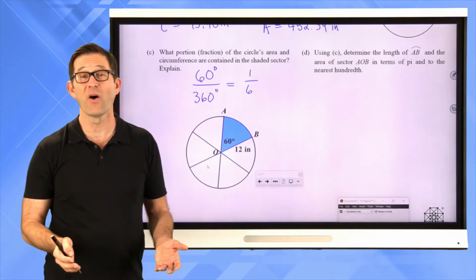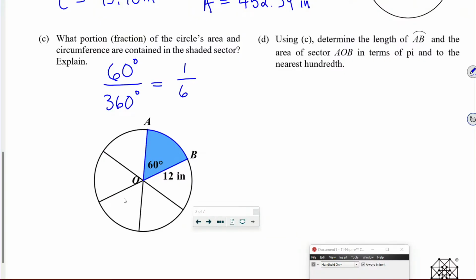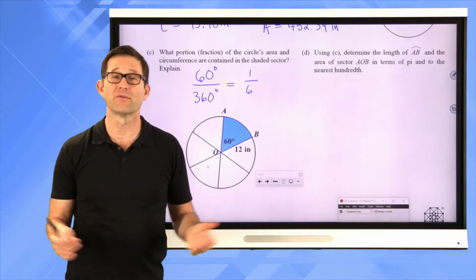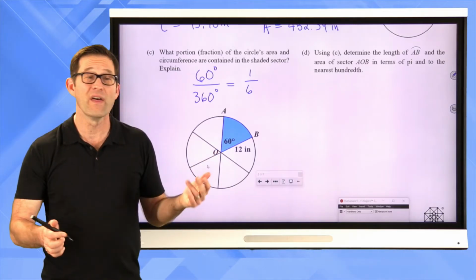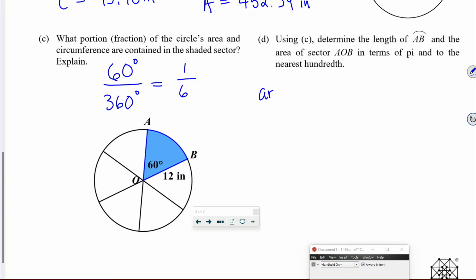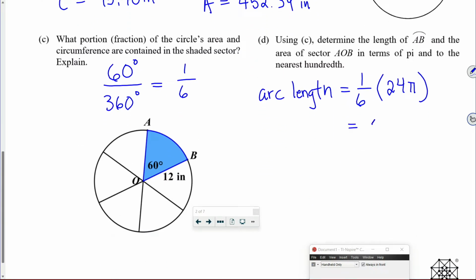That's it. So now, the thrust of the entire lesson, letter D. Using C, determine the length of arc AB, and the area of sector AOB in terms of pi and to the nearest hundredth. Well, again, I really hope you understand fractions enough that if this thing represents 1/6 of the entire circle, then if I want the arc length, all I'm going to do is 1/6 of the entire circumference, which is 24 pi. Of course 1/6 of 24 is 4, so the arc length is 4 pi inches.